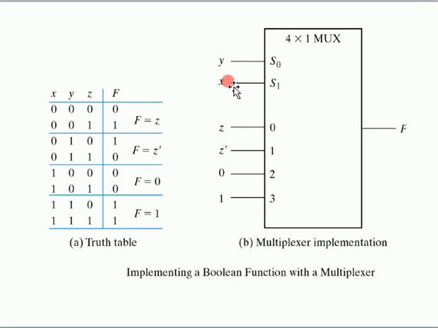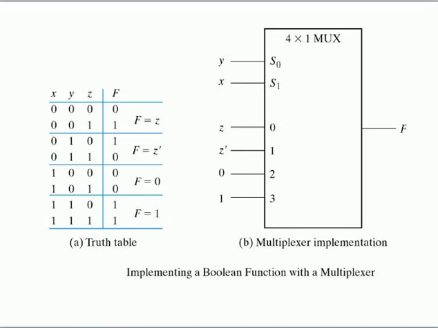In the next, if we have 1 0, then f is equal to 0, so here f is equal to 0 and this line will be selected to go to the output channel. And in the last we have 1 1, then f is equal to 1 and the third input line will be selected to go to the output line. So here we have 1. Basically this is the implementation of a Boolean function by using a multiplexer, and here we have used the 4 cross 1 mux.